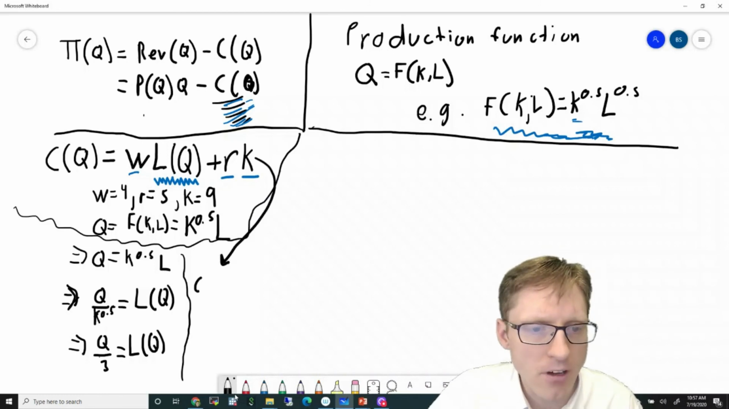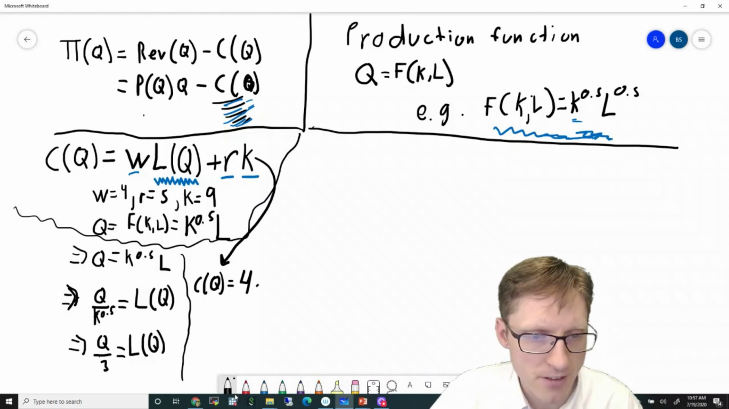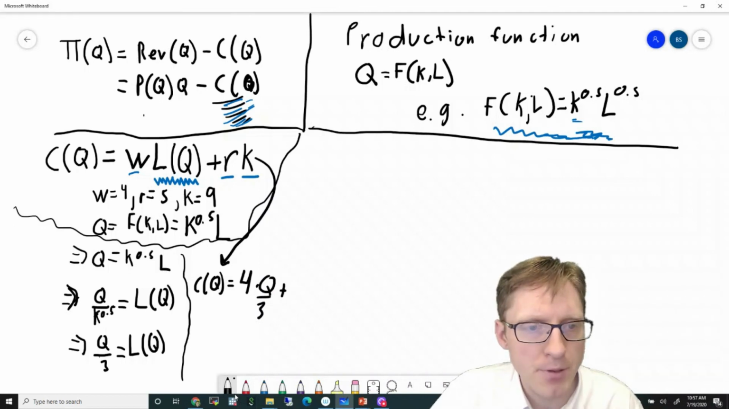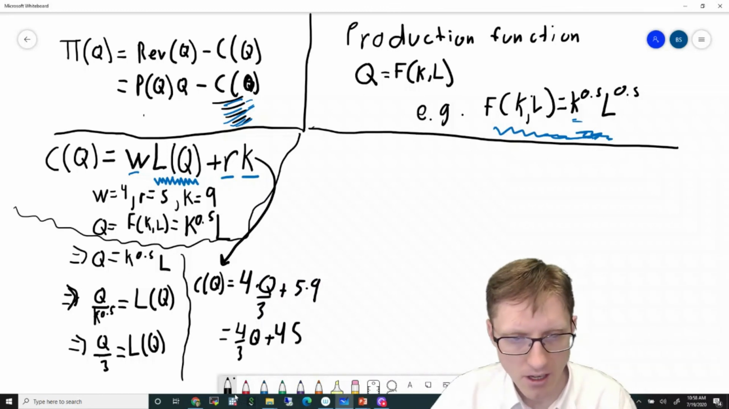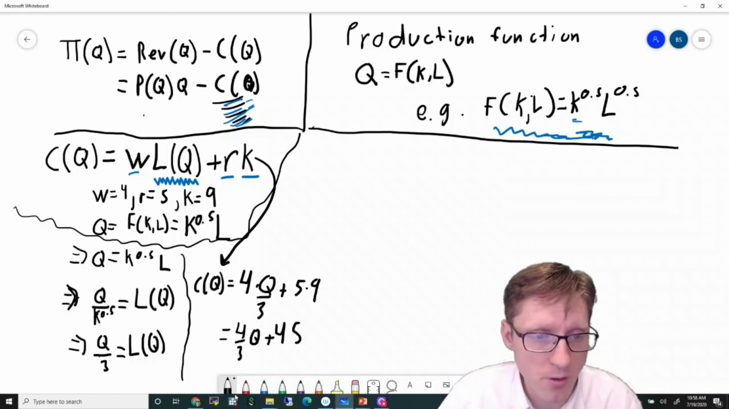Okay, so now we have enough to go back and plug it into this cost function here. So we have that the cost as a function of the quantity of output is equal to the wage rate, which in this problem is 4, times the amount of labor used to produce a given level of output, which we now know is equal to Q over 3. And then we're going to add to that the price of capital, which is 5, times the amount of capital used, which in the short run is fixed at 9 units. Okay, so this just becomes 4/3 times Q plus 45.